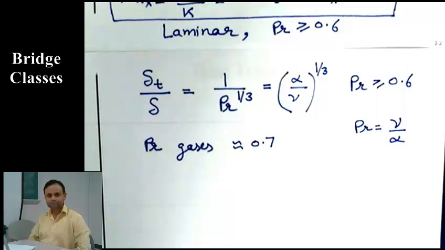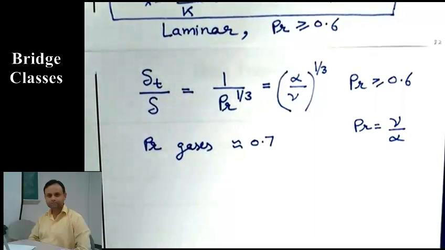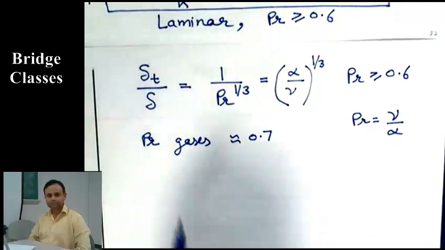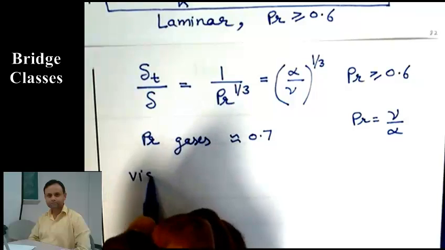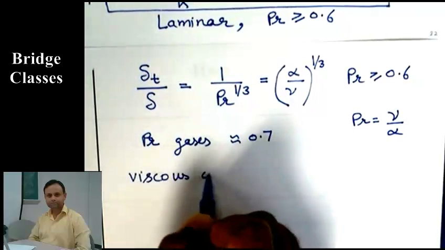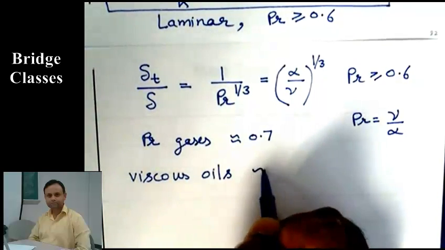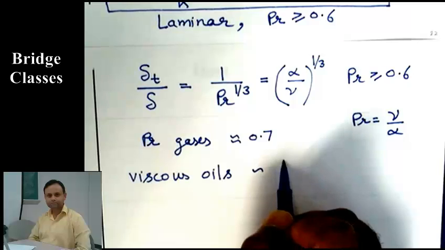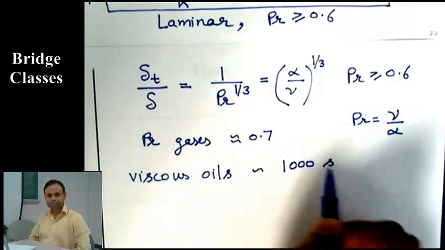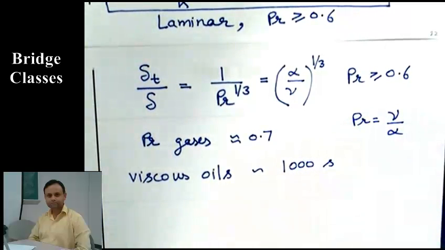So delta will be almost equal to delta T. The Prandtl number is around 0.7 for gases. For viscous oils, this number can be very high. Actually, it can be even in thousands. It can even be 5,000.